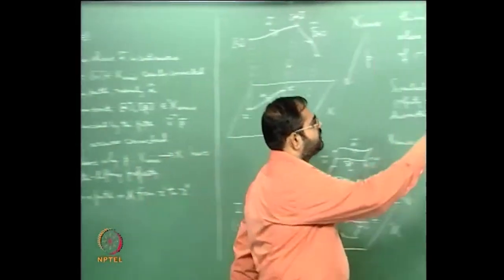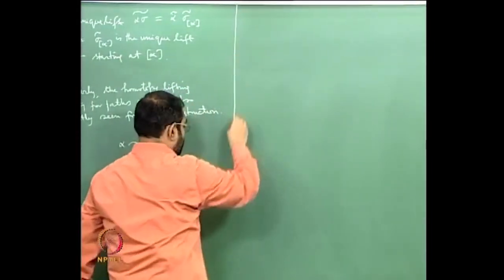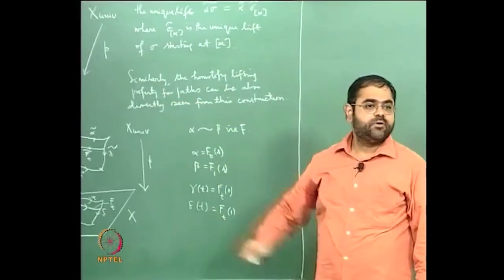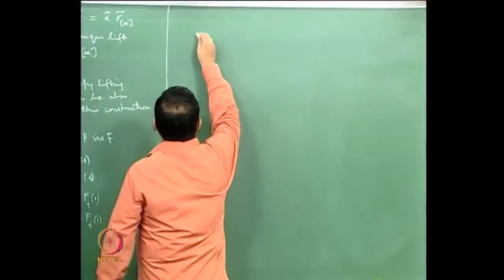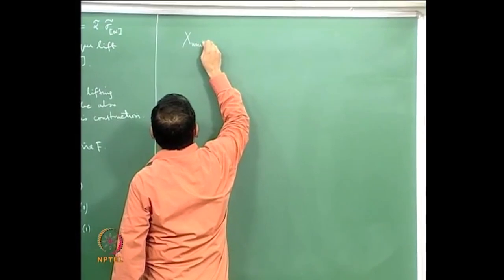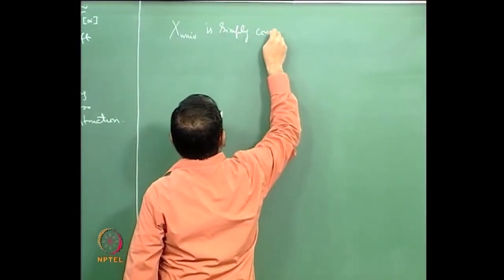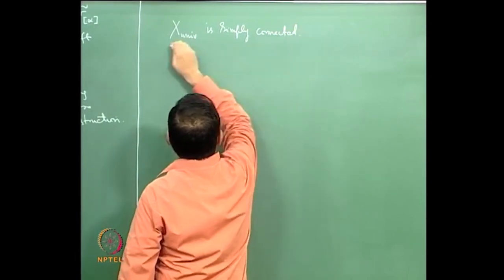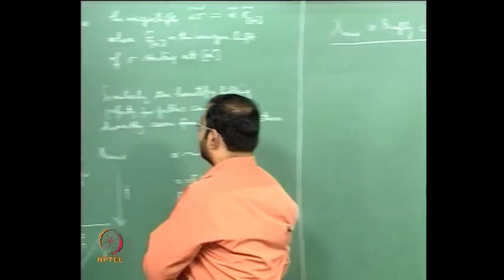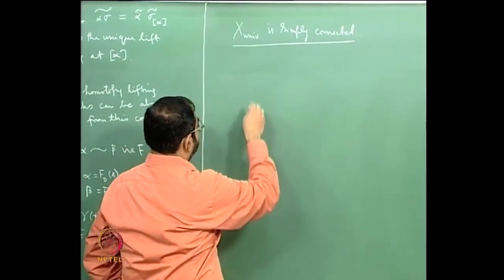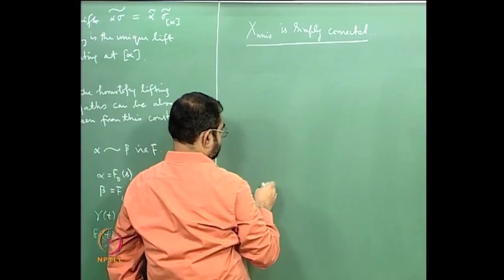So fine, now there is only one more thing that is left, and that is to show that the X sub univ is simply connected. So let us do that. X sub univ is simply connected. I have to show this. So for that I am going to do the following thing.